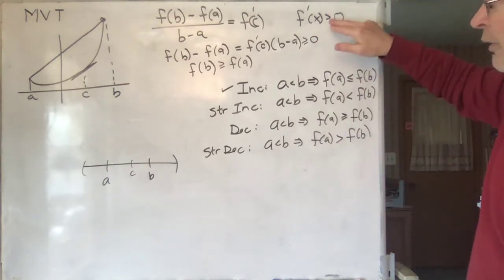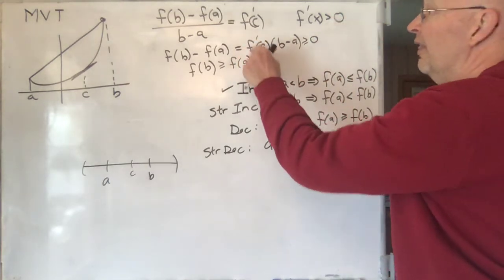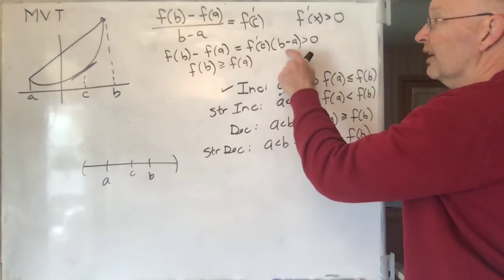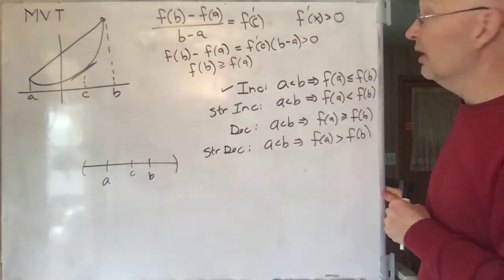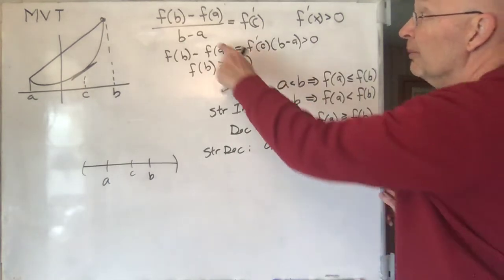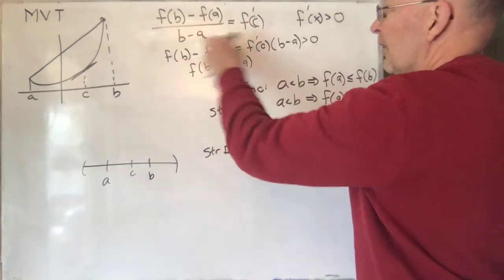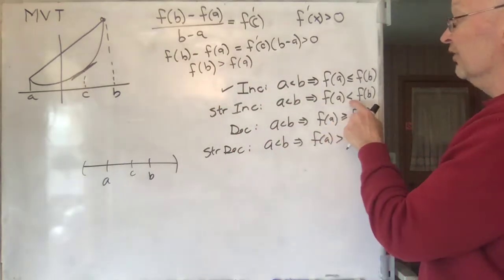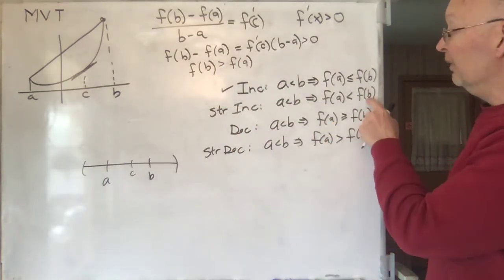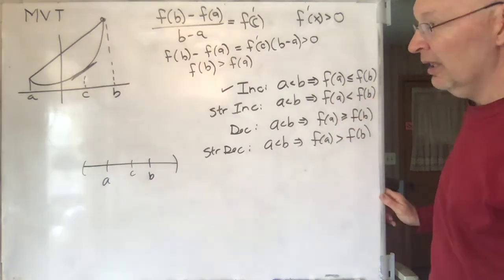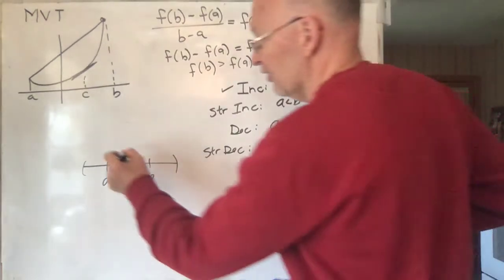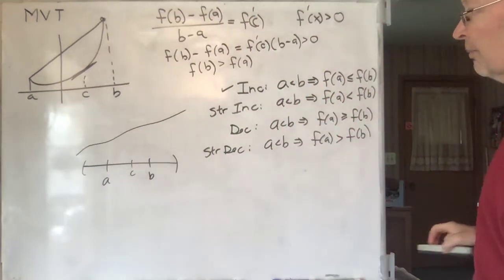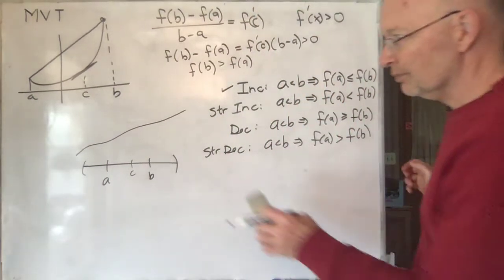What happens if we change it just a little bit? Make it strictly greater than 0. Then this would be positive and this would be positive. So the product of two positive numbers is positive. And so now you bring the f of a over, and now you have f of a is strictly less than f of b. f of b is strictly greater than f of a. And so this function is strictly increasing on that whole interval. Okay?